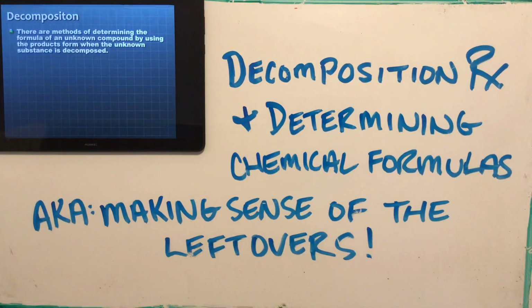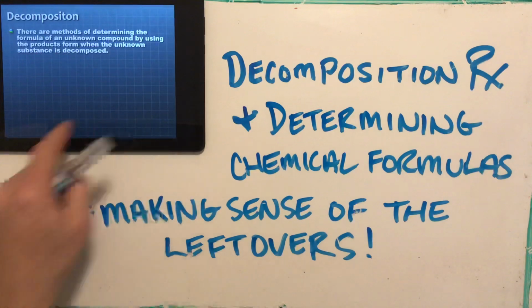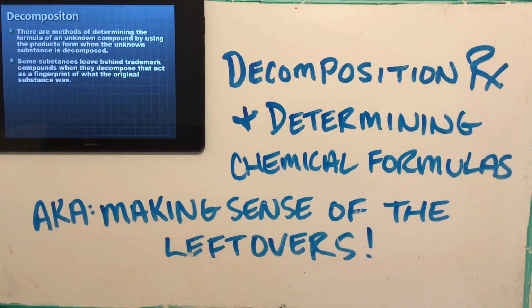Basically what we're going to be doing here, there are methods of determining chemical formulas of an unknown compound by using decomposition reactions. Right? So basically we'll be looking at the substances that are left behind from an unknown compound when it decomposes. Sometimes these substances that are left behind, the products, the leftovers after everything's been broken down, are trademark compounds, right? And what this means is that we can use them to determine what the original substance was. It's like a fingerprint. The breakdown of this would only leave that amount of this and this. The breakdown of this molecule would only leave that amount of this and this.